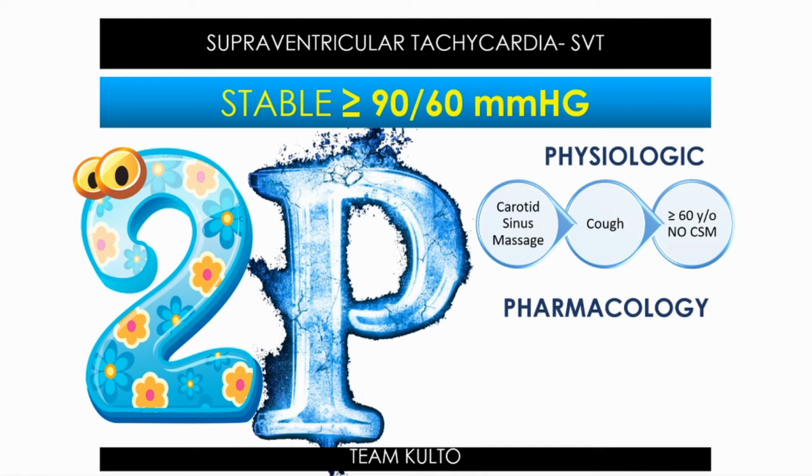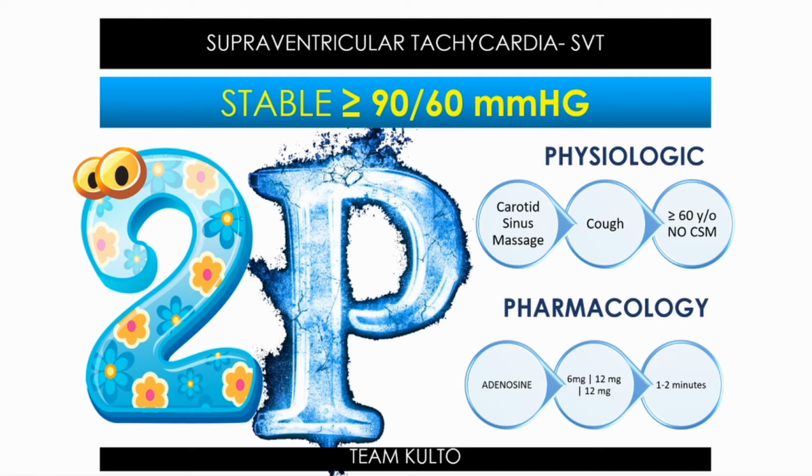For yung ating pharmacology, may idea ka na. Adenosine, that is the drug of choice for your stable SVT. Aralin natin yan. When we talk about pharmacology na dito sa stable SVT, ito yung mga concepts na gusto kong tandaan mo. Adenosine, ang dosing mo, 6 mg, 12, 12. 6-12-12, 6-12-12. Madali lang tandaan, di ba? Ang interval mo, ilan? 1 to 2 minutes. Alright? Adenosine is the primary drug used in the treatment of stable, narrow complex SVT.